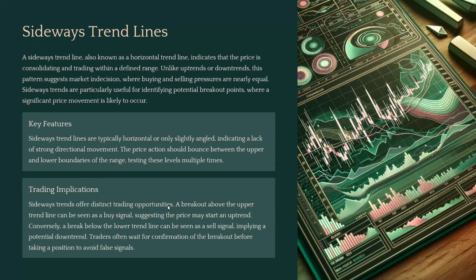So, trading implications: sideways trends offer distinct trading opportunities. Here, people are looking at pricing. A breakout above the upper trend line can be seen as a buying signal, suggesting the price may start an upward trend. Conversely, a breakout below the lower trend line can also be seen as a sell signal, implying a potential downtrend.